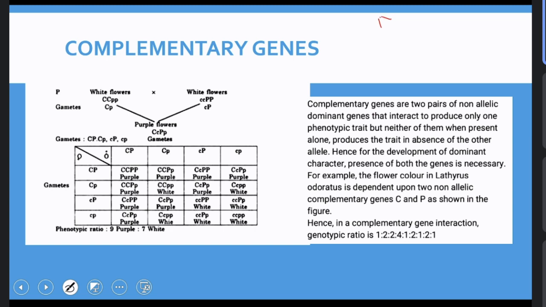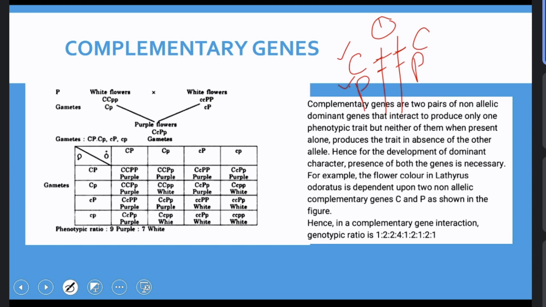Here, this is represented by two pairs of genes. These two pairs of genes are present on two different loci, and hence they are non-allelic. And here there are two genes, C and P. For your remembrance, think C is for color and P is for pigment. There are two genes, one on one locus, C and c, and the other is P and p.